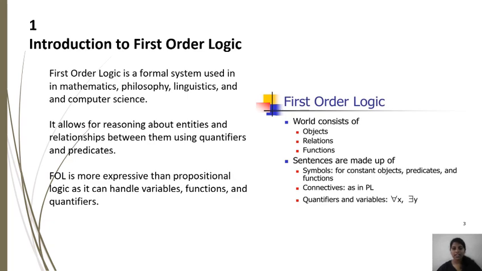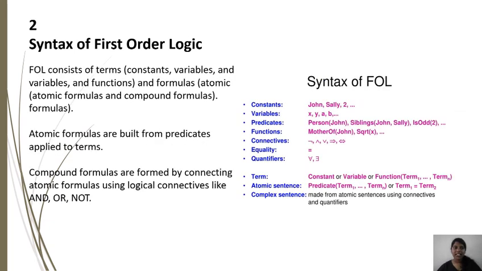Now let us see first order logic. The world consists of objects, relations, functions. Sentences are made up of symbols for constant objects, predicates and functions, connectives as in PL, quantifiers and variables. That's nothing but for all x and for all y. Now let us see syntax of our first order logic.